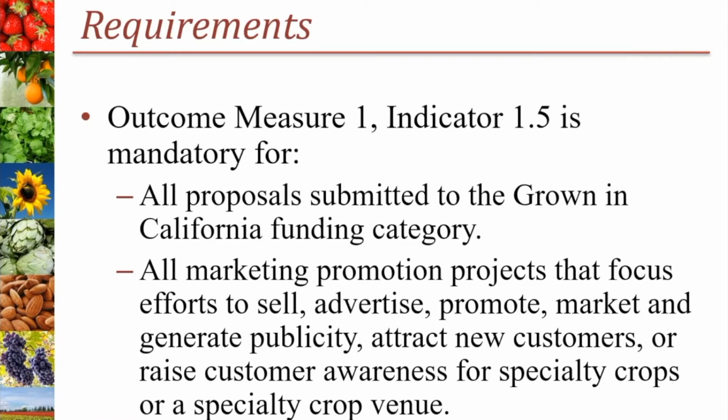It is important to mention that Outcome Measure 1, Indicator 1.5 must be selected for all concept proposals submitted under the Grown in California funding category. In addition, all marketing and promotion projects that focus efforts to sell, advertise, promote, market and generate publicity, attract new customers, or raise customer awareness for specialty crops or a specialty crop venue must also select Outcome Measure 1, Indicator 1.5, regardless of the funding category the proposal is submitted under.